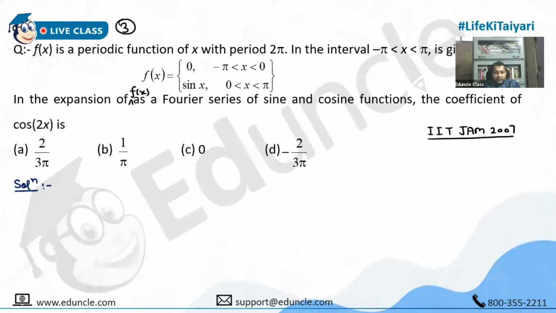Here it should be fx. No, Arun. See, you need to find the coefficient of cos 2x. And yes, Jayashree, very good. If you remember the Fourier series of the function, then you will see that we write this series in this format, na? So coefficient of cos 2x will be A2, na?